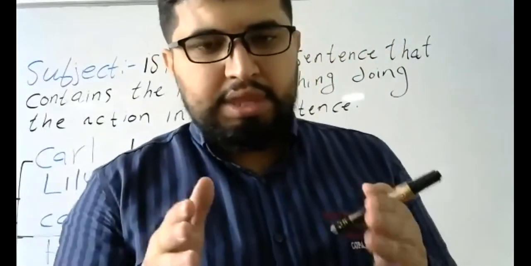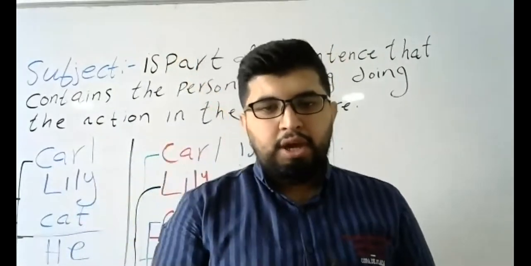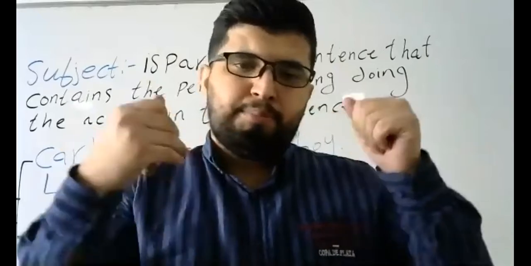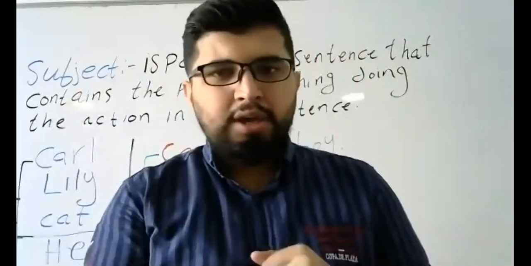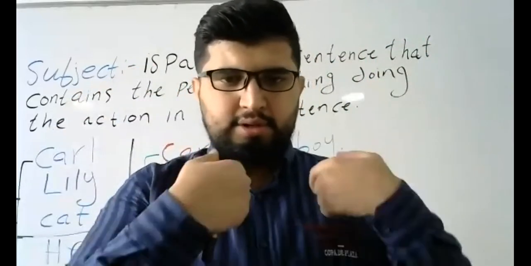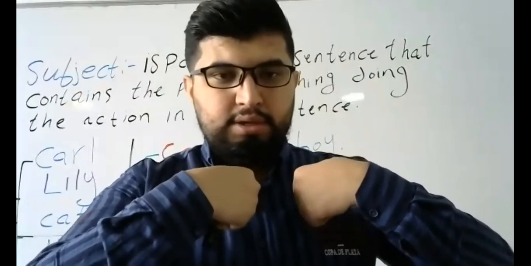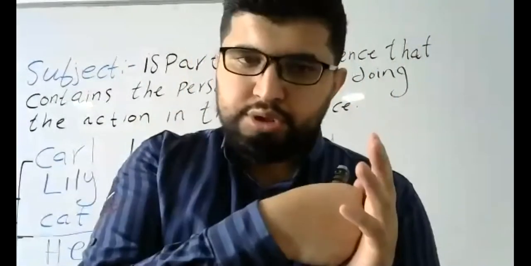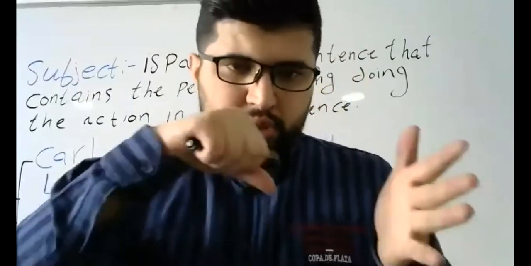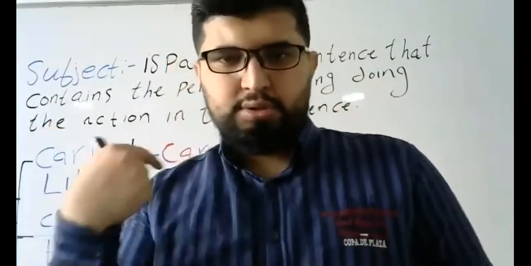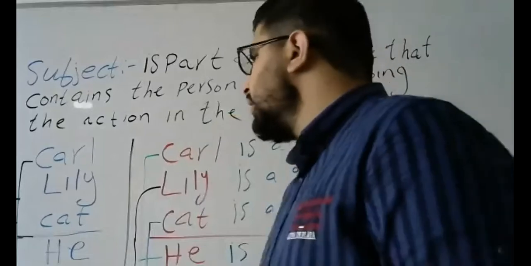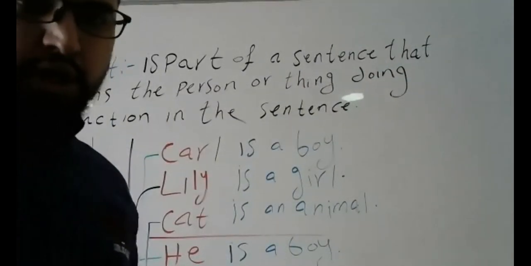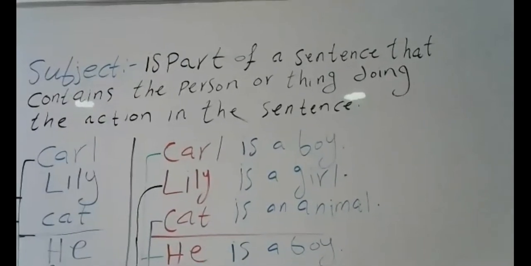Who did this? For example, if I punch my hand, who did it? I did it. Me. We don't talk about the punch. We talk about who punched. Who punched? I punched myself. So, that's the definition of it.